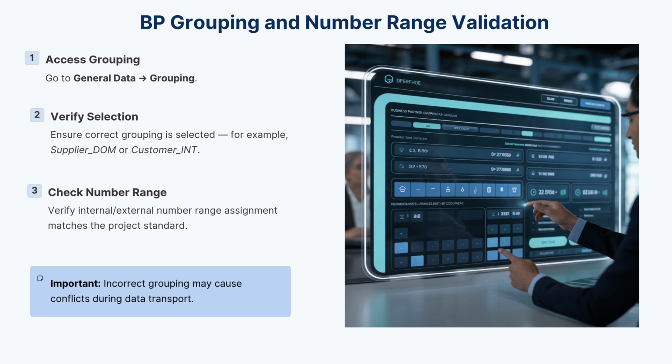BP grouping and number range validation. Open general data, grouping, and ensure the correct grouping is selected. For example, supplier DOM for domestic or customer and T for international. Validate that the internal or external number range matches your project setup. This ensures numbering remains consistent across your landscape.